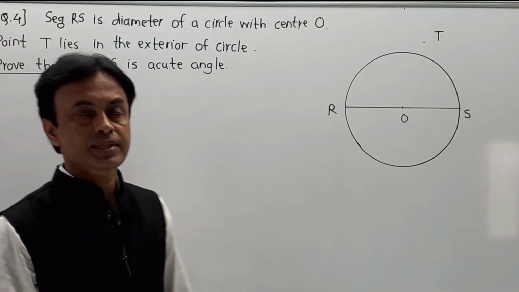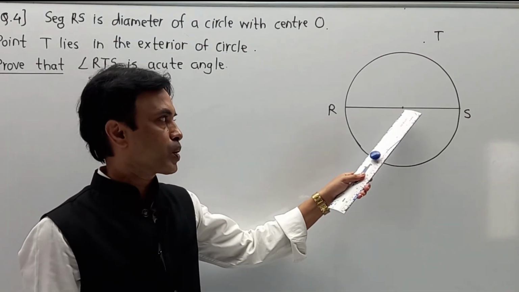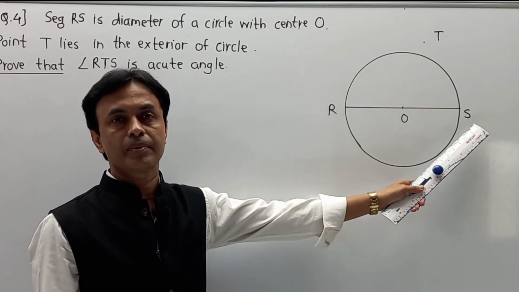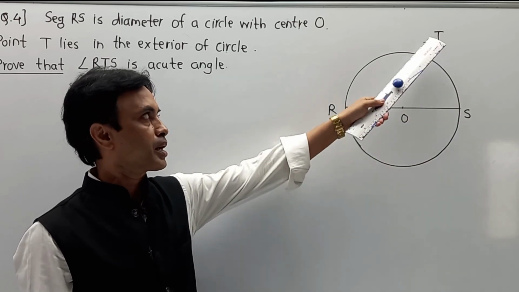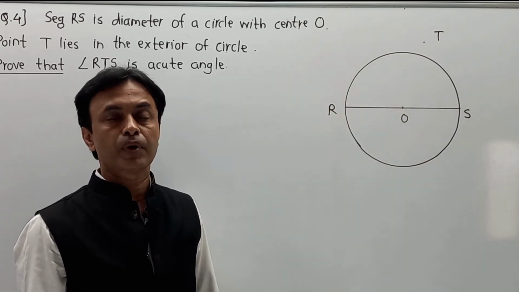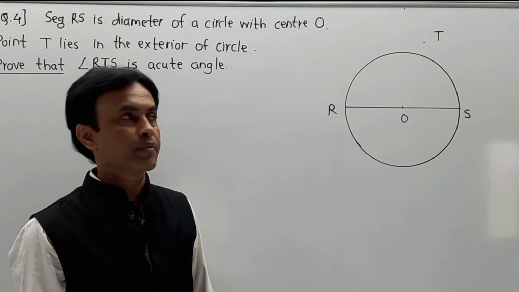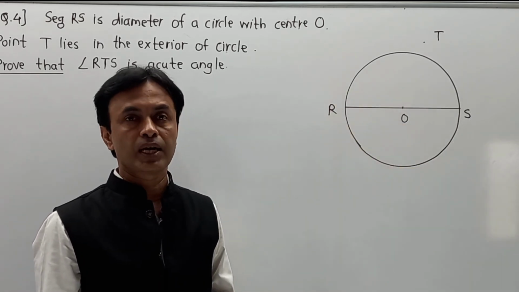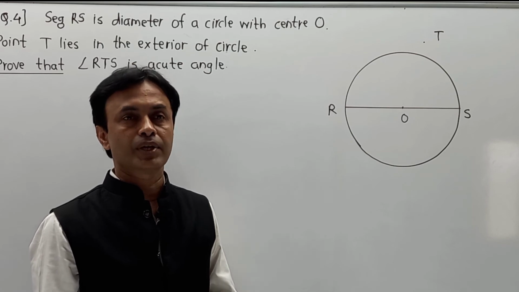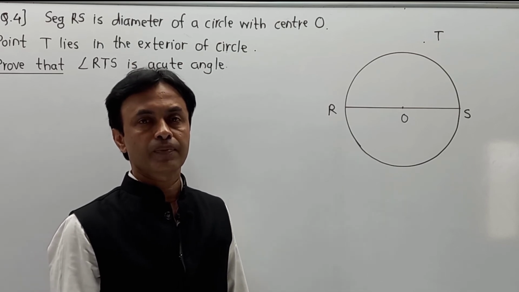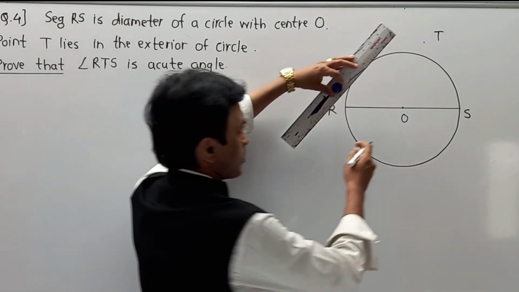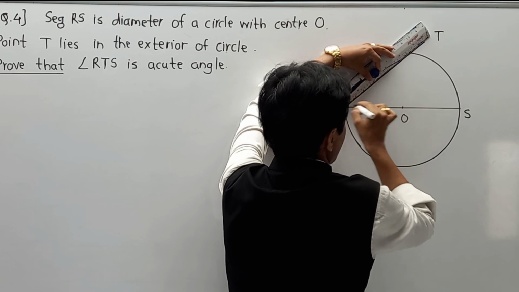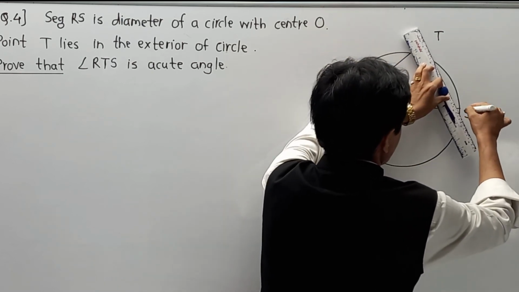Now one by one, I am going to clear the same part from the diagram. O is the center of the circle and RS is the diameter given by them. Point T is outside the circle. And we have to prove that angle RTS, which we have not drawn yet, is an acute angle. Now what is meant by an acute angle? First, let me clear the diagram point over here. I have joined RT and ST over here.